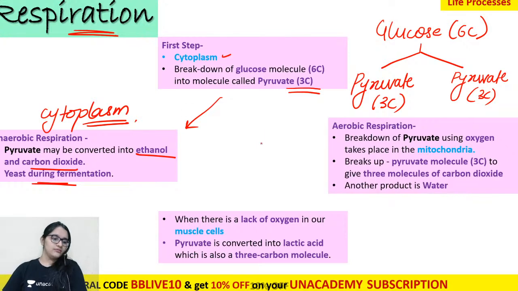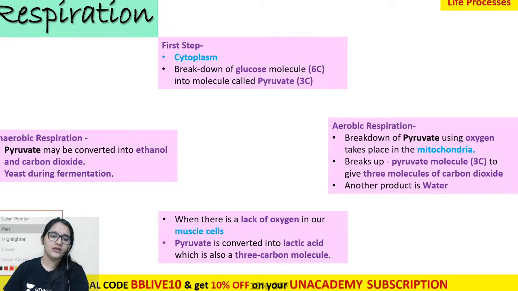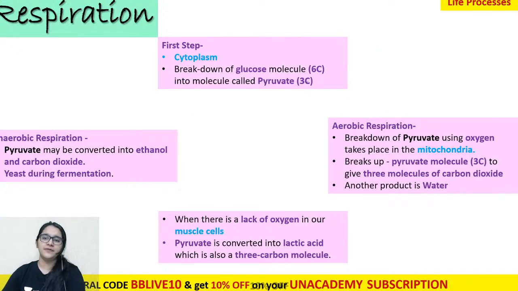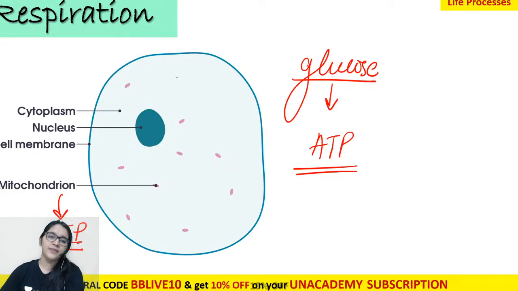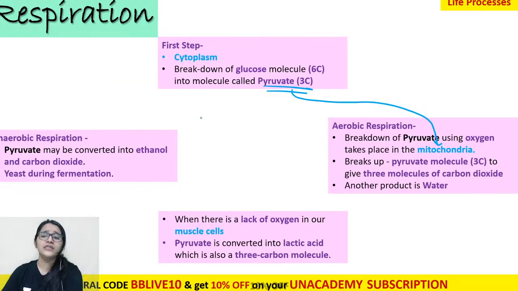So now we'll move on to aerobic respiration. So what happens here? Pyruvate is formed in the cytoplasm, and in anaerobic respiration we get ethanol and carbon dioxide also in the cytoplasm only. But now in aerobic respiration, this pyruvate travels to another cell organelle, and that is the mitochondria. So over here in the cytoplasm, I got pyruvate from glucose, and this pyruvate moves on into a mitochondria. Understood? What does it do in the mitochondria?